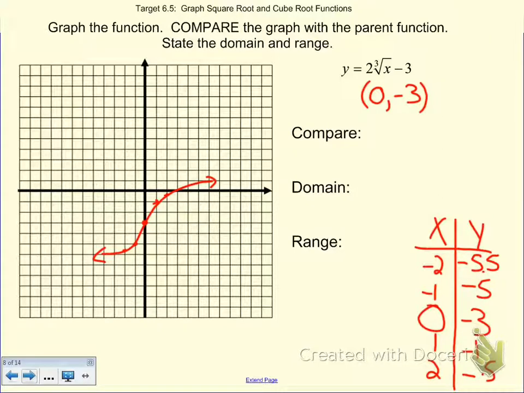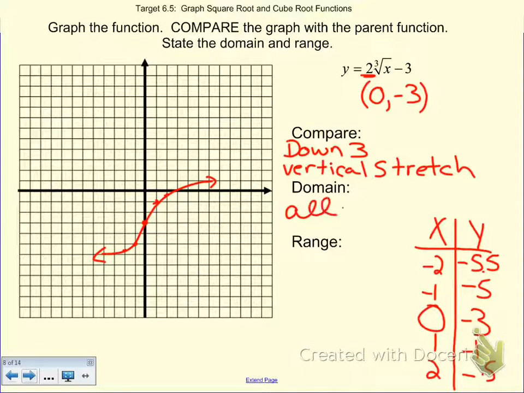Our comparison this time around, again, we're going to have a translation. This time it didn't move right or left any, but it did move down 3. And this one also is a vertical stretch. Again, you can tell that by our coefficient here is a positive 2. So it's a vertical stretch. Our domain with the cubed root is always going to be all reals. And our range is going to be the same, all reals.